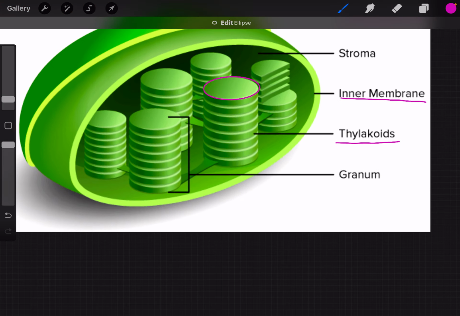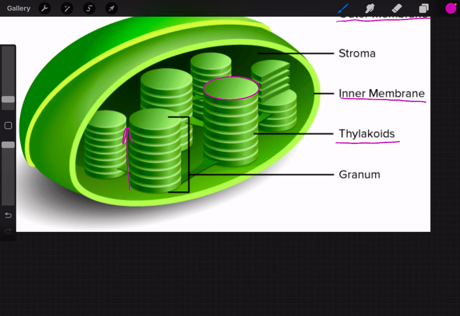Multiple thylakoids, or multiple of these cookies, as I like to call them, can be stacked like this right here. And one stack will be called a granum. I like to call them a stack of cookies. So a thylakoid will be one cookie, while a granum will be more than one cookie, or just a stack of cookies.